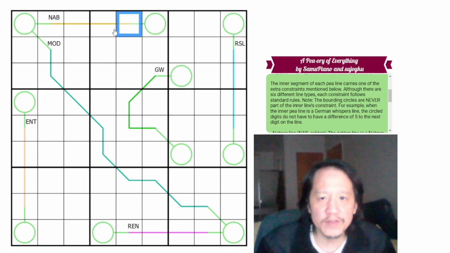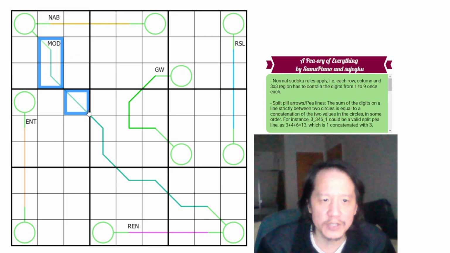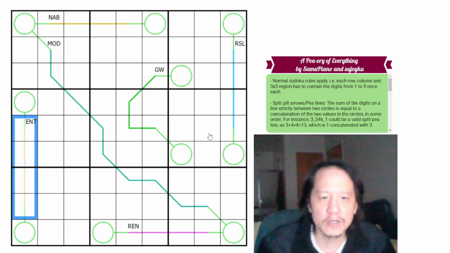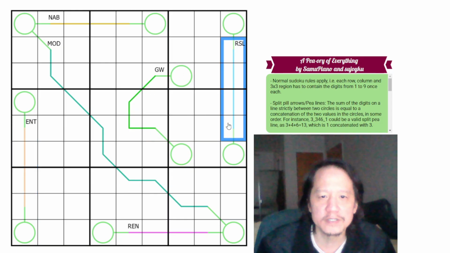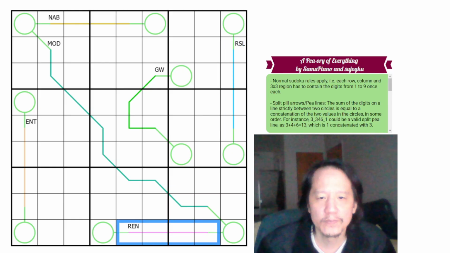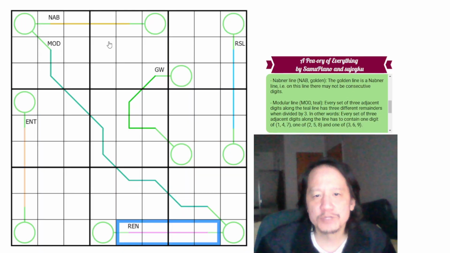So each of these P lines must also fit another constraint. And this would be Nabner, this is modular, this is entropic, this is German whisper, this is region sumline, and this is Renban. And we will go through each one.